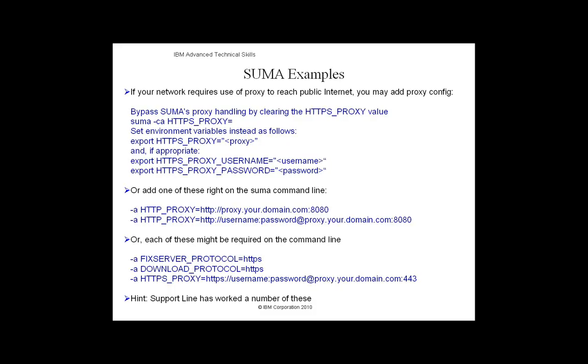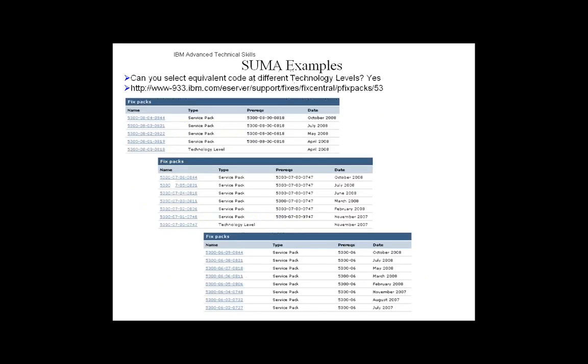For all that said, I don't use SUMA much anymore. I want to know the exact name of the service pack. I have to go on the Fix Central website to get that, and I will generally get the FTP instructions right there. So I don't use SUMA as much as I used to. These are the names of these service packs, and can you get equivalent code at different technology levels? My belief is yes.